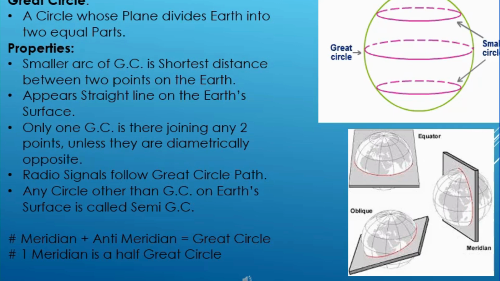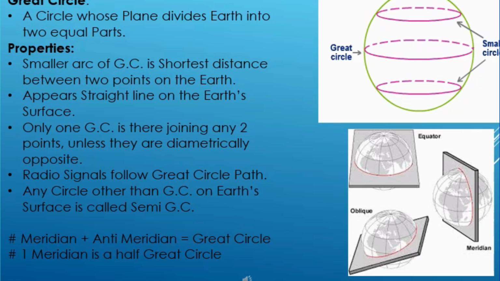After that, we can see that only one great circle joins any two points, unless they are diametrically opposite. So if there are two points on the earth surface, there can only be one great circle between them. But if they are diametrically opposite to each other, there can be infinite great circles joining them. And radio signals follow the great circle path. Any radio signals follow the great circle path, be it for the instruments or the radios that we talk on.